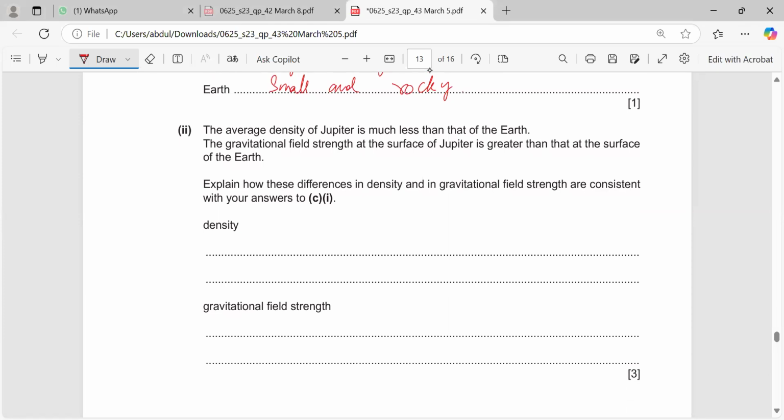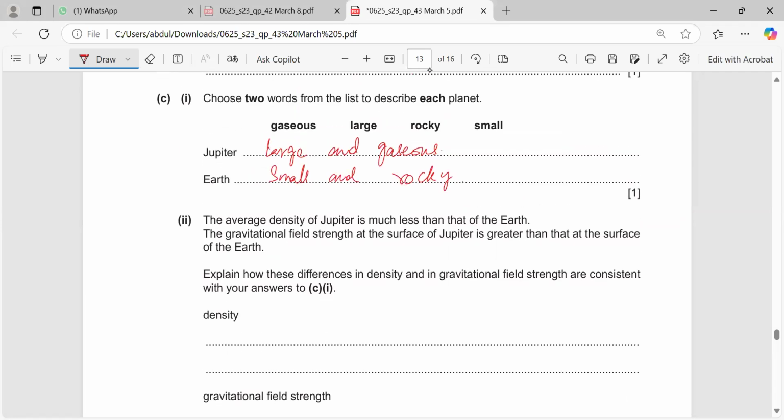Now, the average density of Jupiter is much less than that of the Earth. The gravitational field strength at the surface of Jupiter is greater than that at the surface of the Earth. Explain how these differences in density and in gravitational field strength are consistent with your answers to the previous part. So we have to answer this part by making use of these words. Density of Jupiter is less.